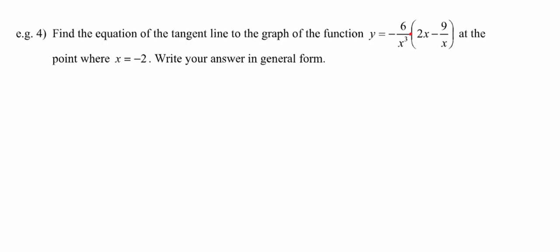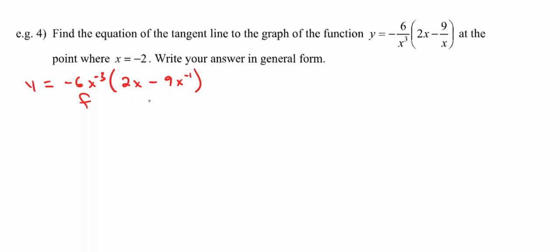We'll find the derivative. So y prime is going to be equal to, well, you know what? Actually, let's just rewrite y one more time, just make it look a little bit nicer to take the derivative. So we'll write this as y is equal to negative 6 x to the negative 3 times 2x minus 9 x to the negative 1.